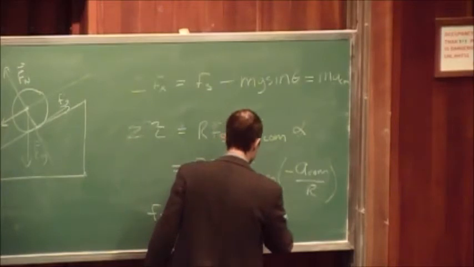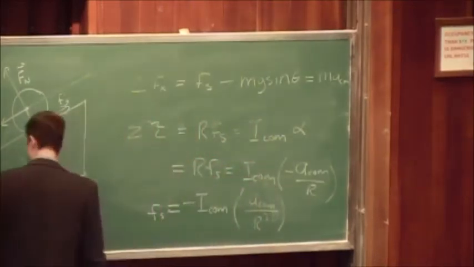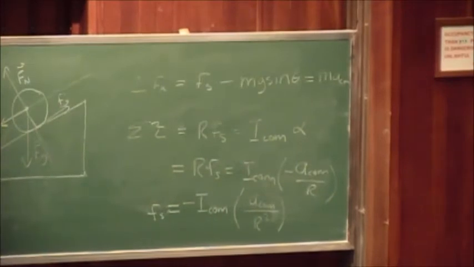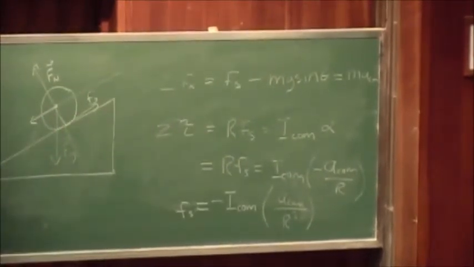A center of mass over R squared, that is. So now I have two equations and two unknowns. I see that I have F of S here, and I have F of S here, and I set those two equations equal to each other.